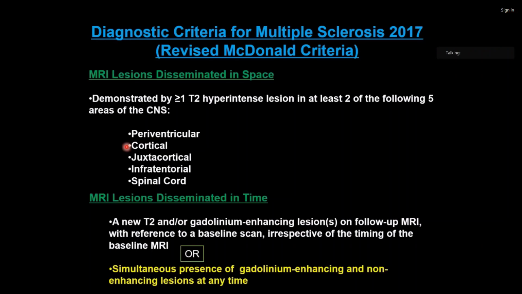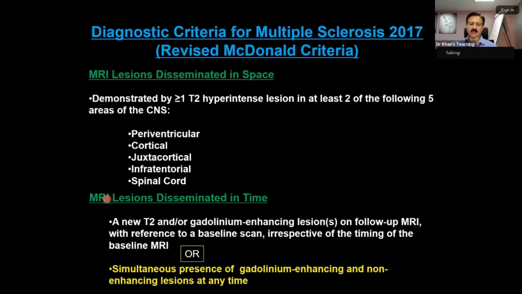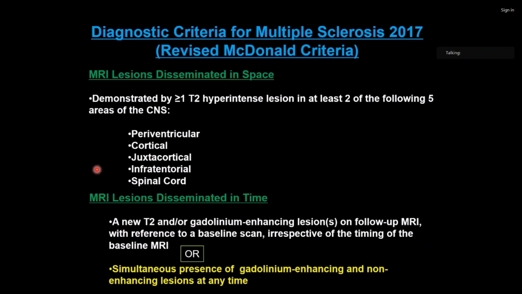So now involvement of cortex has been included in the criteria, and this only happened in 2017. So these are the 5 lesions. But this concept is an exam concept, dissemination in time. Please remember, multiphasic. Can we, on the first presentation, confirm using MR that it is a multiphasic illness?